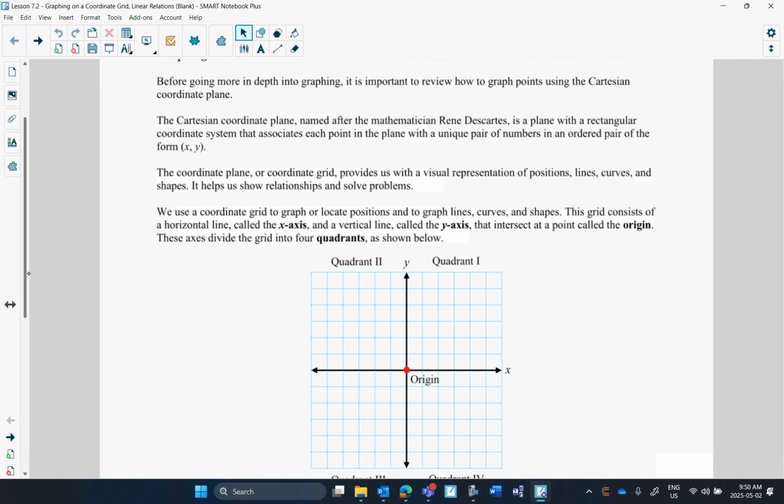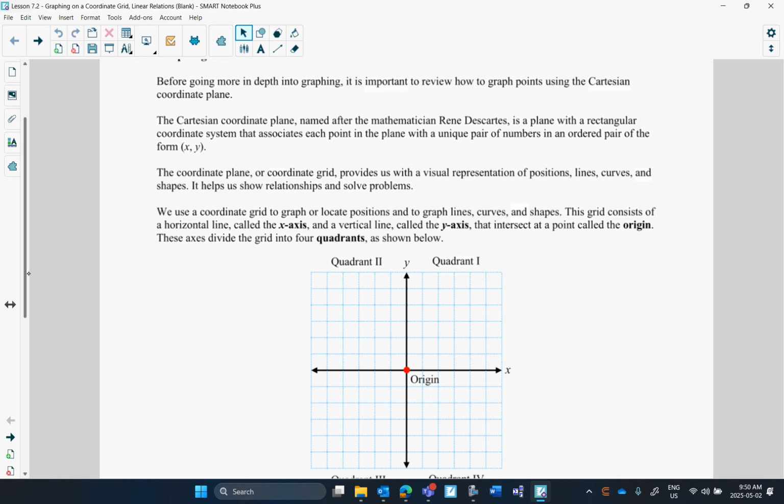So this is what we call a coordinate grid, the whole thing. And there are certain names that we use when we talk about the coordinate grid. We use this to graph lines or graph curves or graph points, which has a lot of use in everyday life. In business, you've got to be able to read graphs. You've got to be able to understand them, otherwise you're going to have a tough time. So the whole thing's called a coordinate grid.